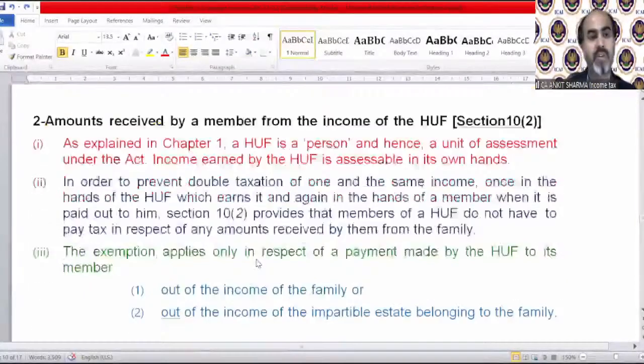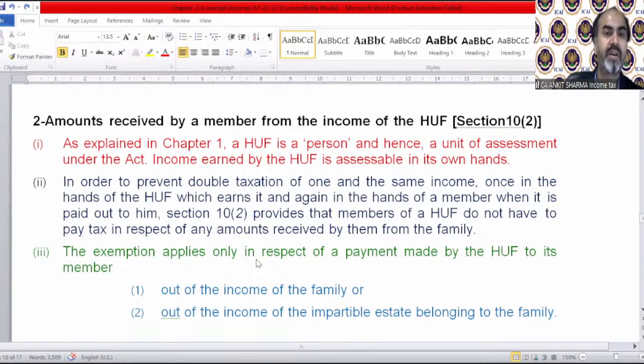So now moving further, topic number two: amounts received by a member from the income of the HUF. If the HUF is earning some income, and if it transfers any part of that income in the form of profit, etc., that is going to be exempted in the hands of the member. As explained in chapter 1, HUF is a person, hence a unit of assessment under the Act, and income earned by HUF is assessable in its own hands. So whatever profit HUF earns, it pays tax on it. And out of that profit, if any amount is transferred to the member, that is not going to be taxable in the hands of the member. That is going to be exempted.